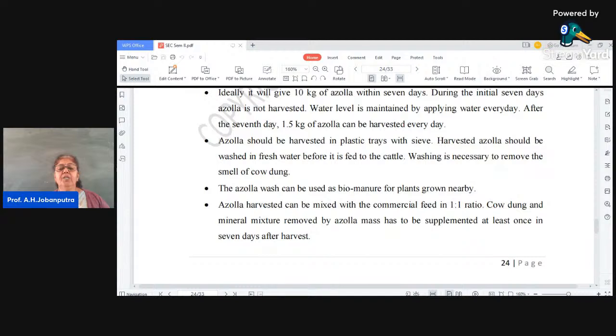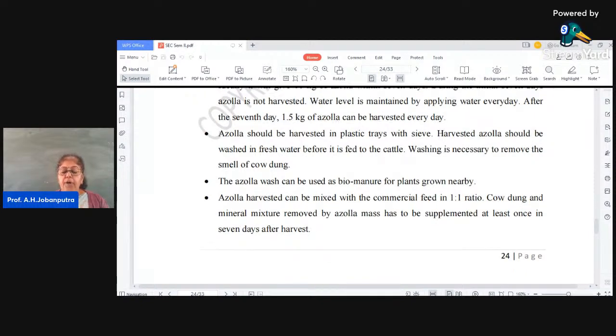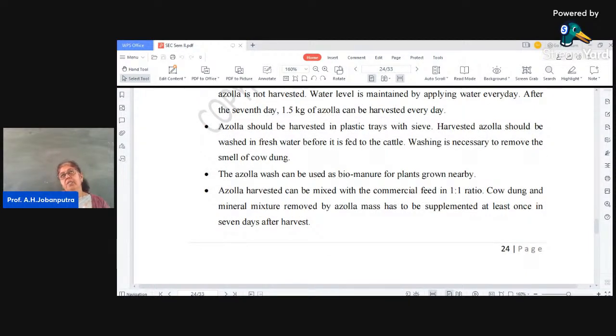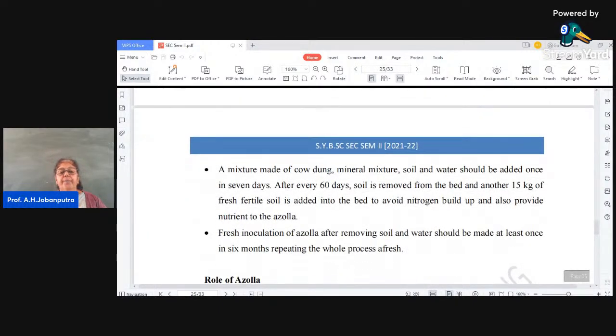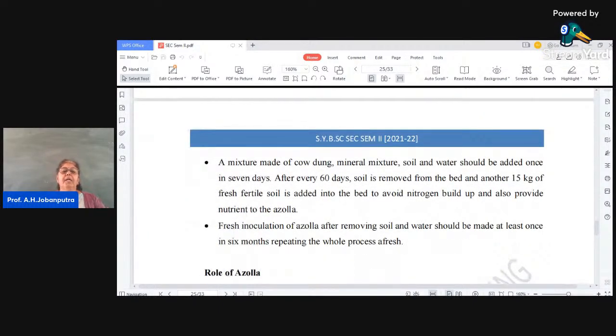This harvested Azolla is mixed with your commercial feed, whatever you are applying to the plants. That feed बरोबर त्याला 1:1 रेशिओ मध्ये मिक्स केलं जातं. And whatever that cow dung part is removed after harvesting Azolla, at the bottom that cow dung part will be there, so that can also be added as manure. So you can mix that cow dung, then soil, water, and after 7 days each, you can add it.